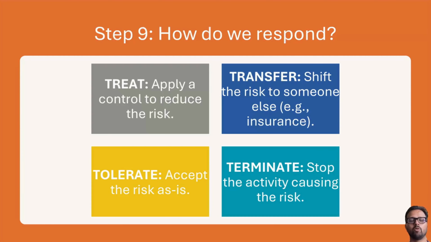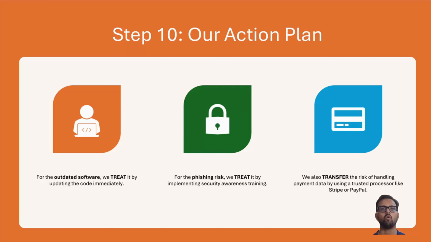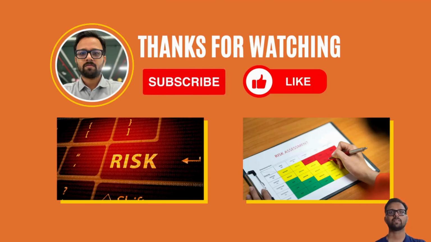What do we actually do about it? There are four main ways. This includes treat, transfer, tolerate, and terminate. So, what would be the action plan for Byte Bazaar? For the first risk, we treat by updating the software immediately. And for the second risk, we also treat by implementing security awareness training for their staff. And we can also transfer some of the risk related to handling payments by using a trusted processor like Stripe or PayPal.